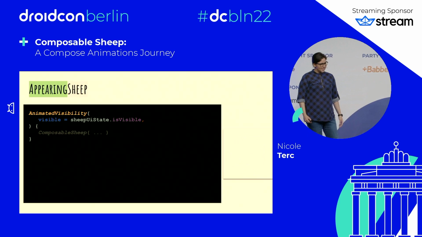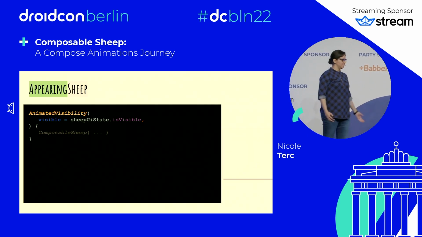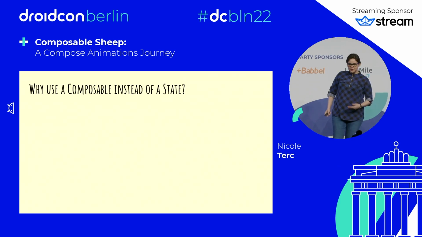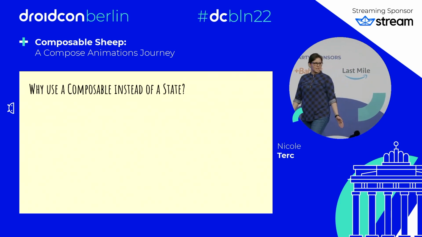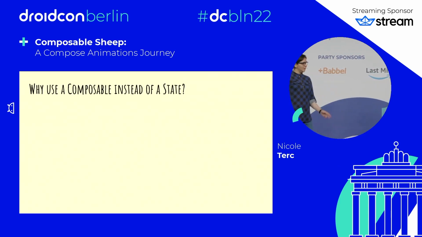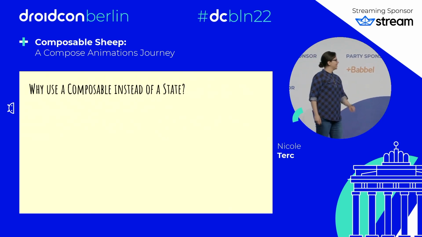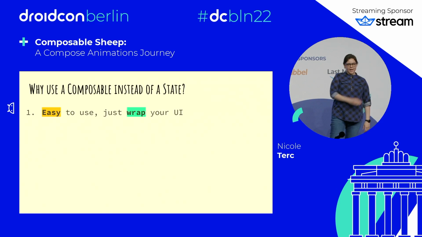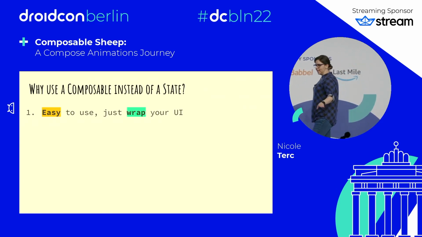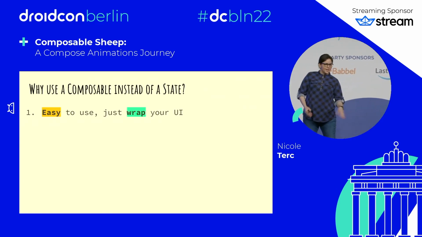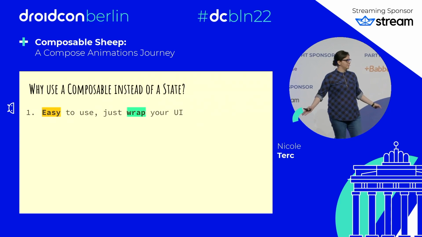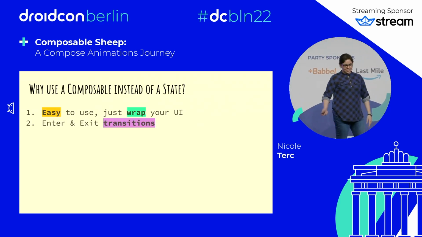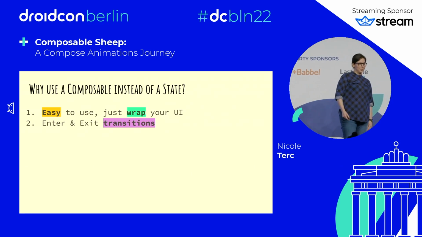But we already kind of have this going on for us already, right? We had that fading chip that was already kind of appearing or disappearing. So why would you like to use a composable instead of a state in this case? There are 2 reasons. The first one is that they're really easy to use. You don't need to worry about handling states. You don't need to worry about creating this alpha thingy. You only grab your UI, and that's it. You have the behavior. And the second reason is the really sweet enter and exit transitions.